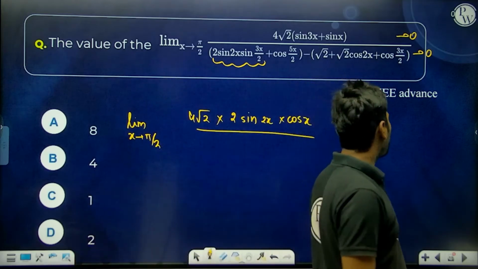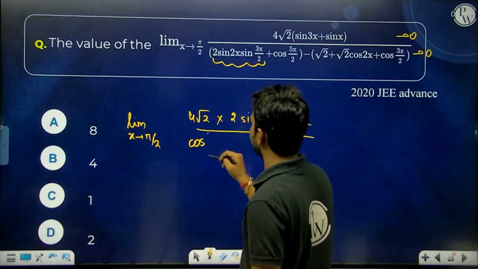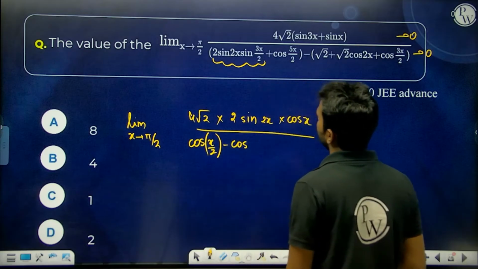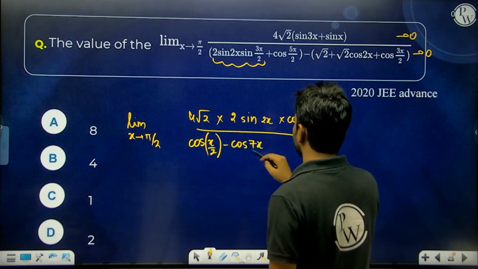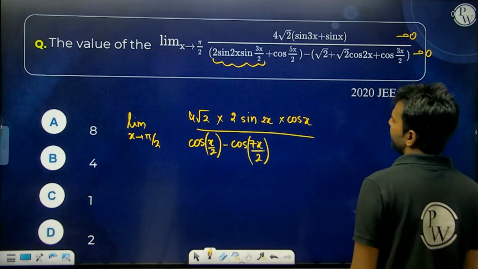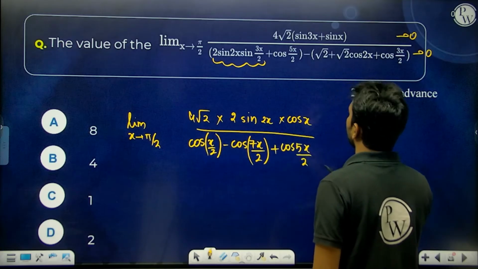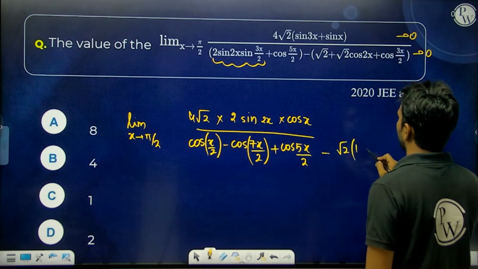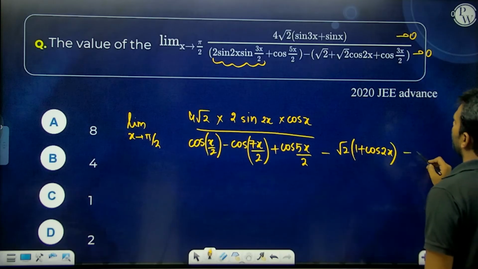Yes or no? Cos of (A minus B), that is x by 2, minus cos of adding these two things together, 2x plus 3x by 2. So it is going to be 7x by 2. I said fine, okay. Moving ahead, then this cos 5x by 2 as it is, minus, if we take root 2 common from here, then it is going to be 1 plus cos 2x, minus cos 3x by 2.